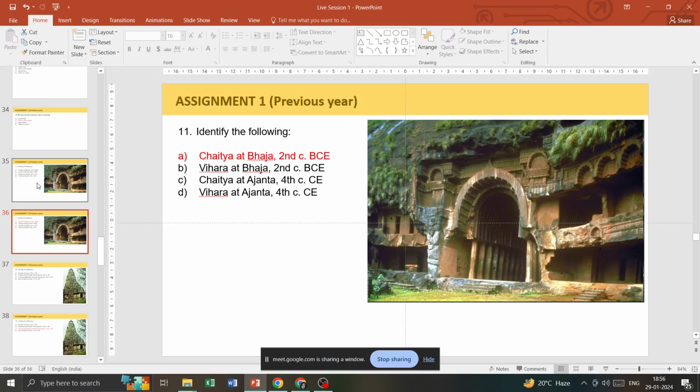So in case it is mentioned that look at this picture and identify the style, then I can elaborate how you can identify the style. But because it's just written clearly that tell which building it is, then you will have to have that knowledge to be able to answer these questions.